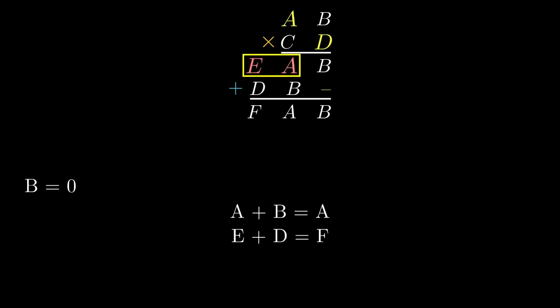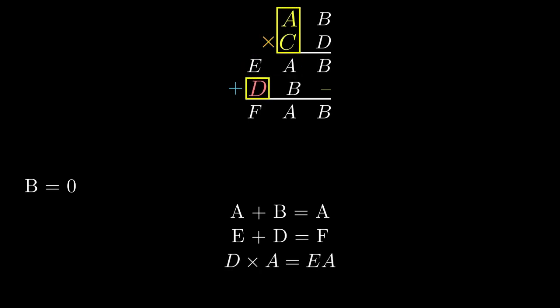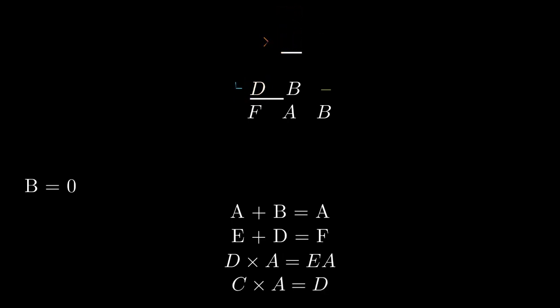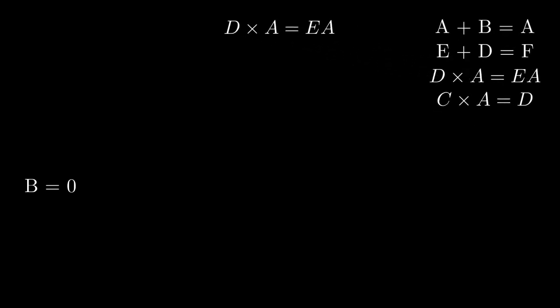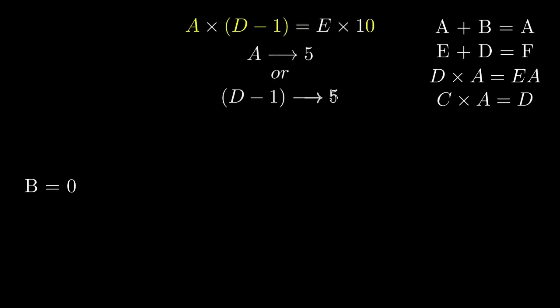EA shows a two-digit number, not a multiplication. And similarly, we can see that C times A equals T. That would be our fourth equation. Considering the third equation, simplifying and rearranging, we can see that the right hand side ends with the digit 0. So this means that on the left side, either A should be equal to 5 or D minus 1 should be equal to 5.